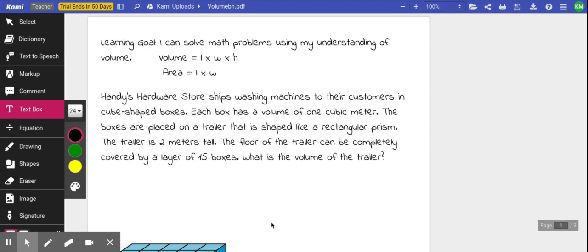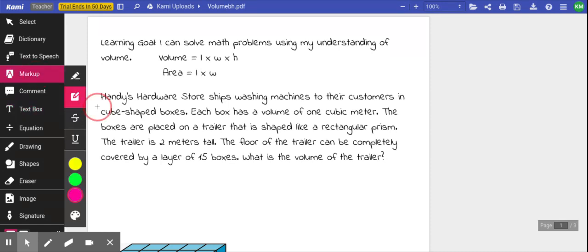So here I have today's problem. It says Handy's hardware store ships washing machines to their customers in cube-shaped boxes. I'm going to highlight that because we're talking about cube-shaped boxes, which tells me it's a 3-dimensional shape. Each box has a volume of 1 cubic meter. The boxes are placed on a trailer that is shaped like a rectangular prism. When we're talking about rectangular prisms, we're talking about 3-dimensional shapes.